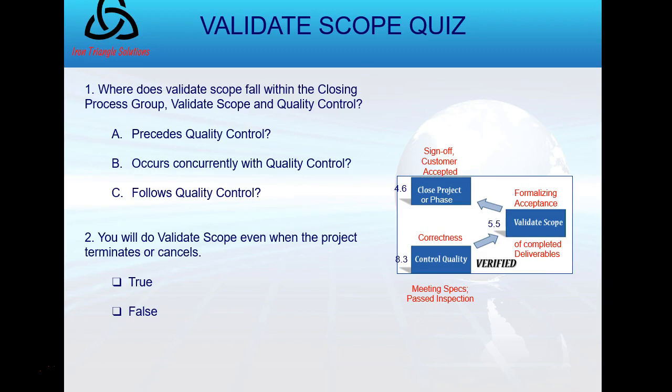Okay. So the answer to number one really is B or C. It's both, a B or C. And number two, you will do validate scope even when the project terminates or cancels. This is true. You will always do validate scope. Document and report what you've achieved as lessons learned before you close out, so that if the project is picked up again or something similar, they understand what you've achieved.